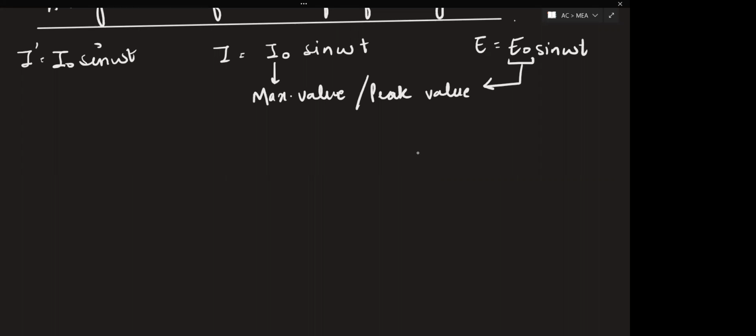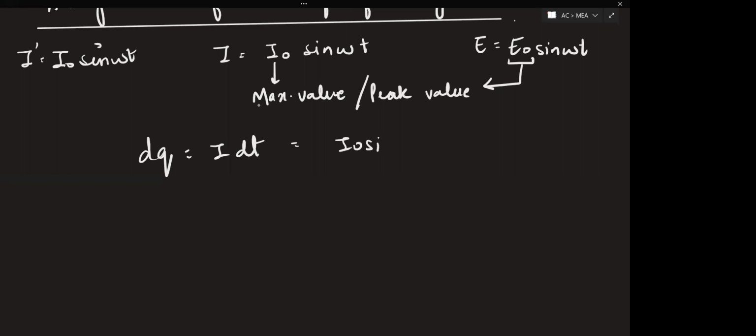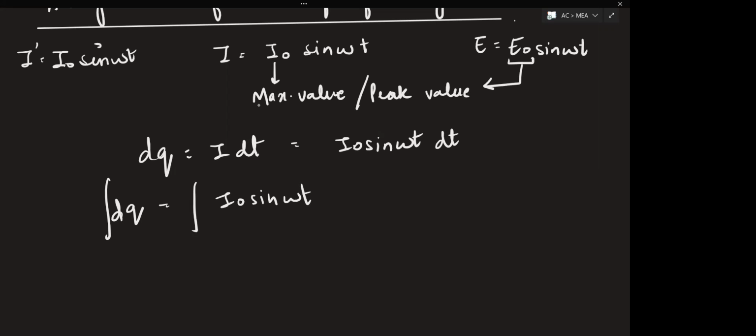So alternating current at any time instant t is given by I is equal to I naught sine omega t. So assuming the current remains constant for a small time, that is dt, the amount of charge that will flow, charge will be what? Current multiplied by time, I dt. This makes it I naught sine omega t dt. Now we'll integrate both the sides to find out the complete charge. This becomes I naught sine omega t dt.